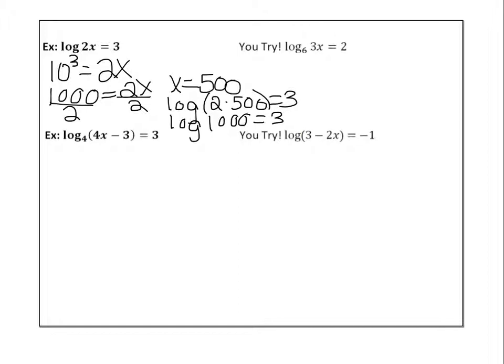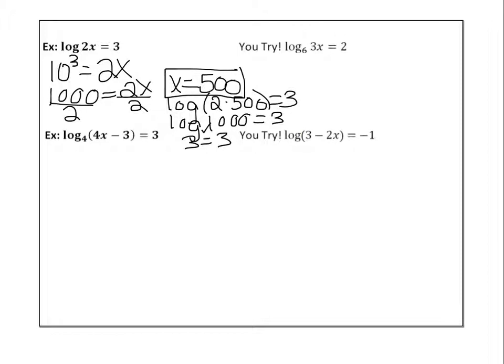So in your calculator, you're going to go log of 1,000 or 1,000 log, and you should get 3 equals 3. And there's our check. So x equals 500 is the answer. If you had gotten a check that wasn't true, like 3 equals 5 or something like that, then there would be no answer for this problem. 500 would be like a false answer.